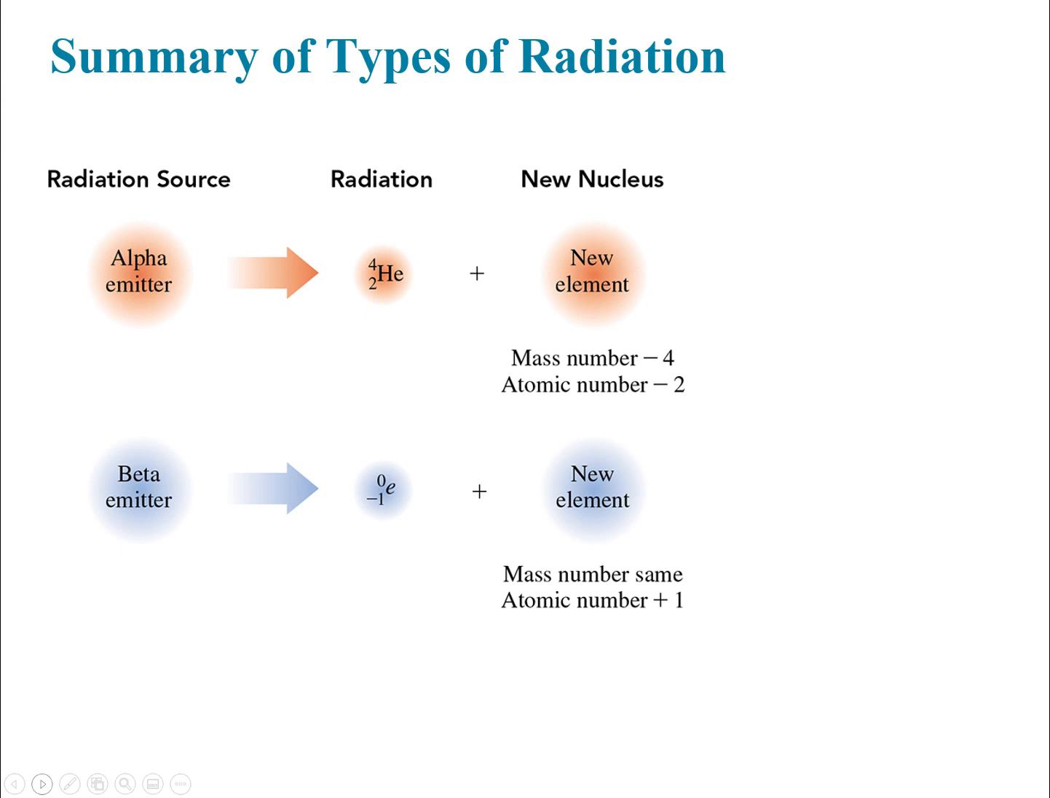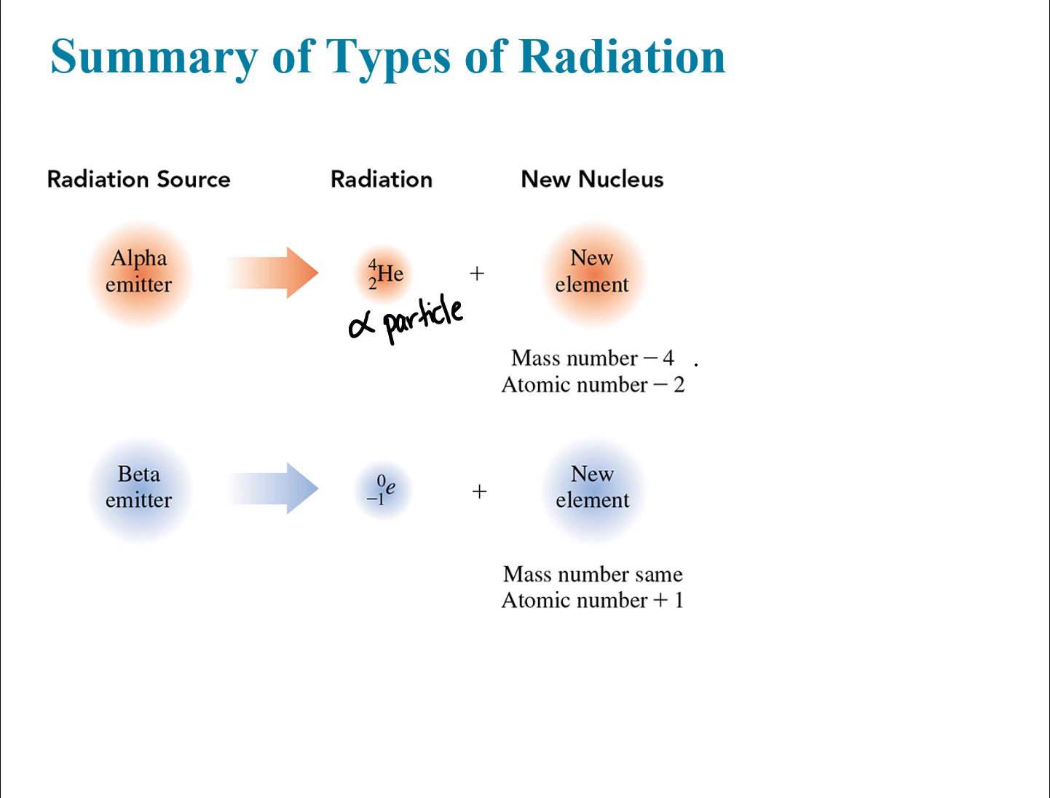So if you have an alpha emitter, that means that you have an element that's unstable, and when it decays, it's going to release an alpha particle, which is a helium atom, and you're going to form a new element. That new element is going to have a different mass number and a different atomic number.